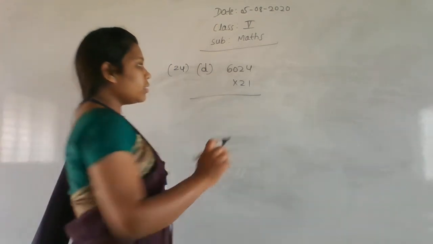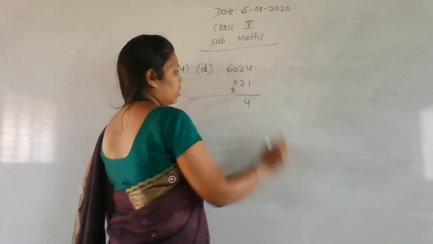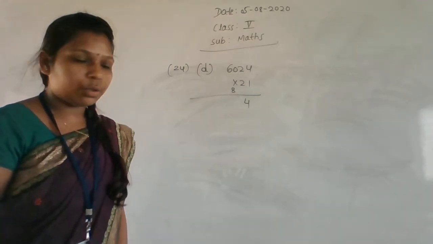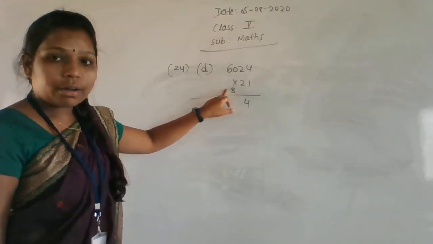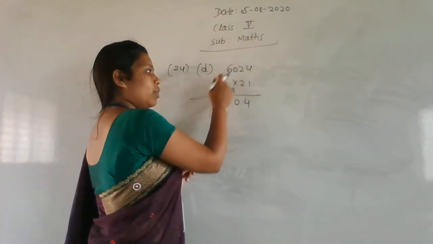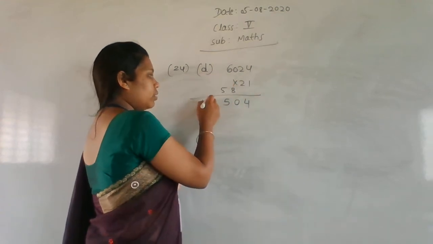So 21 fours are 84. That is 4 here. 21 twos are how much? 42. 42 plus 8 is 50. That is 5. And here 0 plus 5 is 5 only. 21 sixes are 126.